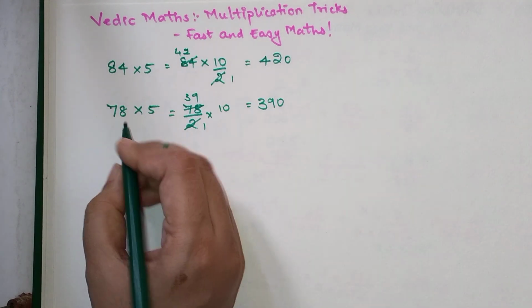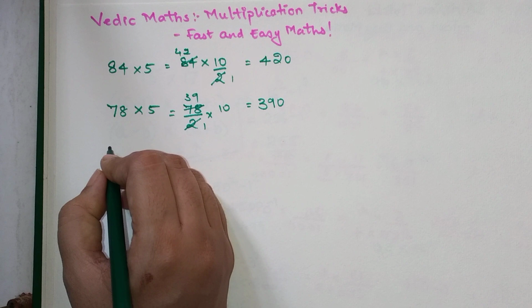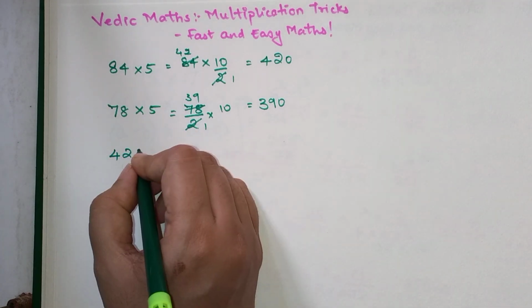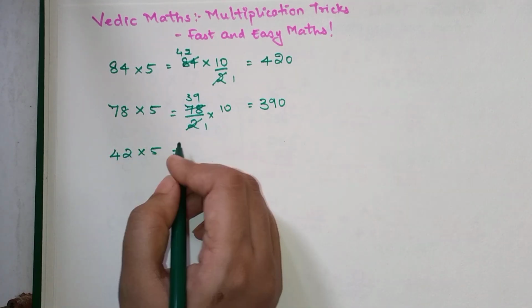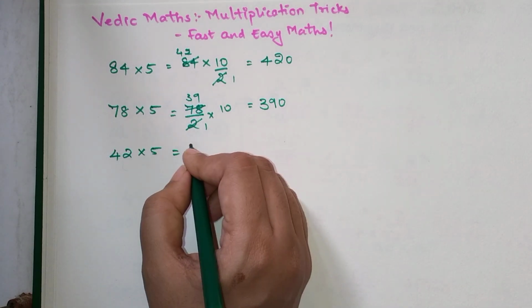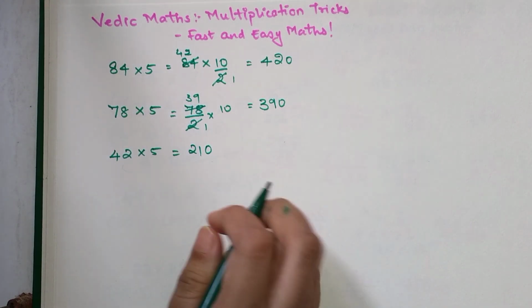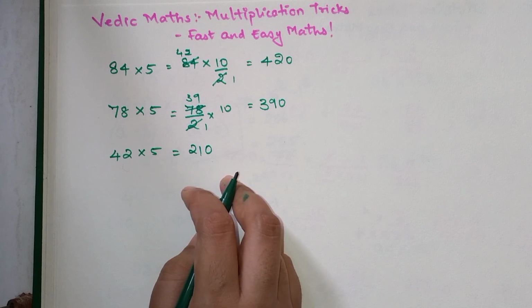Okay, so now again let's try to do this with something else. How about 42 into 5? So now I'm going to do this orally. So 42 into 5, we divide 42 by 2, so we get 21, and then we multiply by 10, so 210 is the answer. This is pretty cool, right? See how quickly we got the answer.